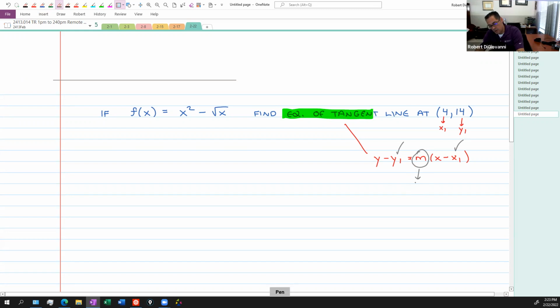We need to find this slope, which for us is really the derivative of this function at x equals 4. To find the slope of the tangent line at this point, we need to figure out the derivative and plug 4 into that derivative, and that'll give us our exact slope. So let's go get the derivative. Now that we have the rules, we have subtraction between these two, we can take the derivative of each one. So this should be 2x minus 1 over 2 root x.